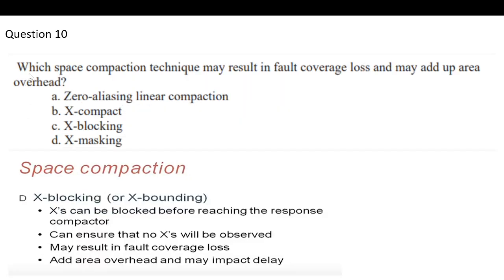Next question. Which space compaction technique may result in fault coverage loss and may add up area overhead? So here, for X blocking, we were adding a multiplexer or similar circuit. So adding a multiplexer was increasing the area overhead, and it is not guaranteed, so it may result in the loss of fault coverage. So the answer is X blocking.